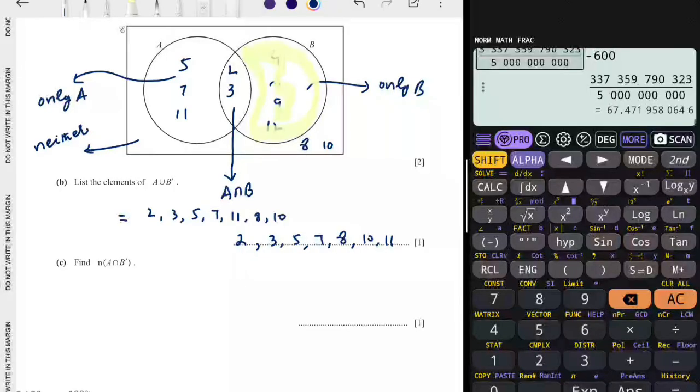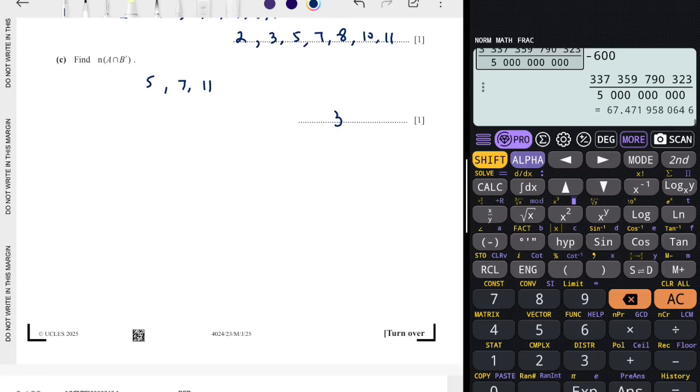Now the next part, find the number of elements of A intersection B complement. B complement means that we are not going to write the elements of the whole of set B. You can say this whole loop will be excluded. So only the elements of A will be considered. Those are 5, 7 and 11, and we have to write the number, so 3 elements would be there. Next question.